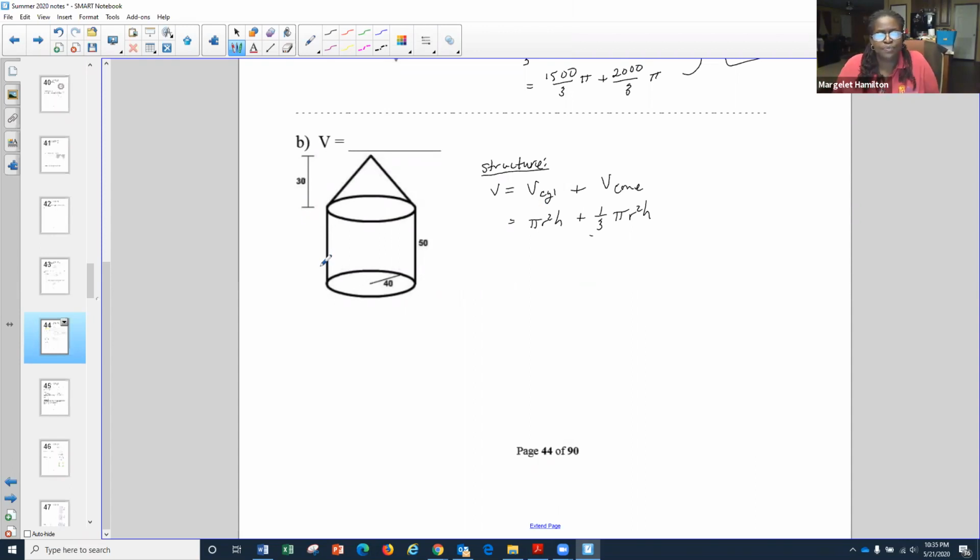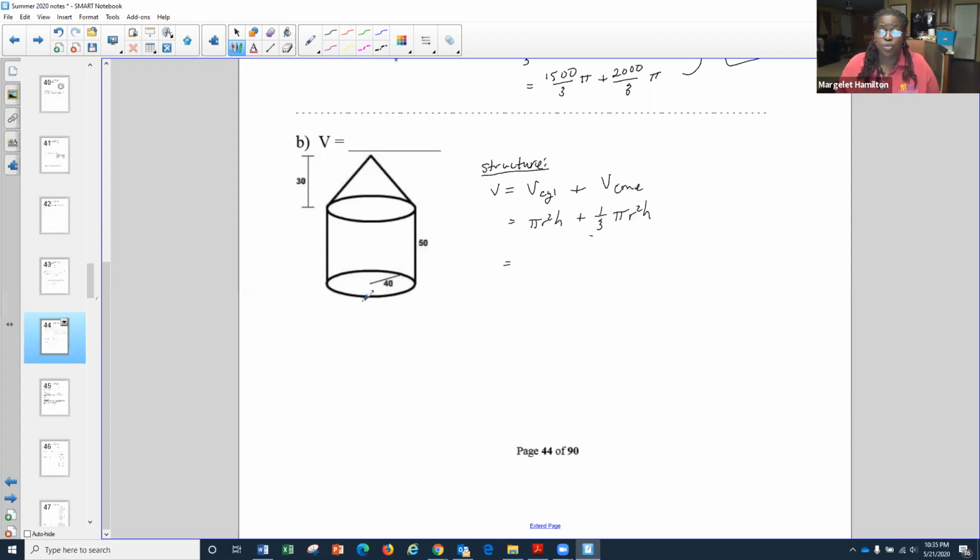Let's take a look. For our cylinder, we need a height. Do we have it? We do. Do we have a radius? We do. Sounds good. For the cone, we need a height. Do we have it? Yes, they're telling us right here how high it is. And then the radius, do we have it? We don't see it up here, but we see it down here. So yes, they gave it to us. Now let's plug in some goodness.